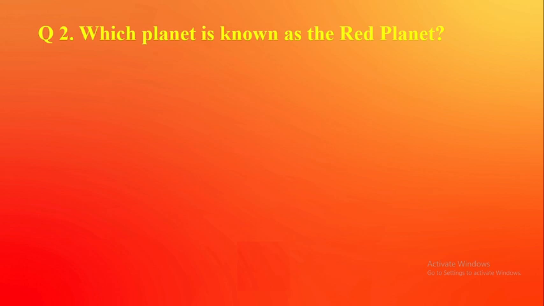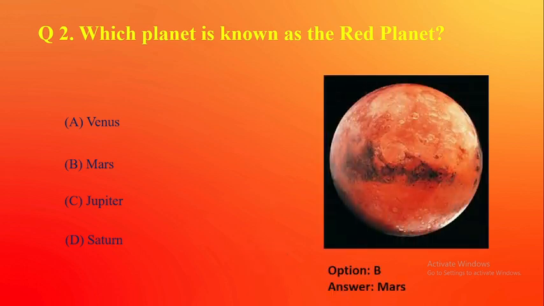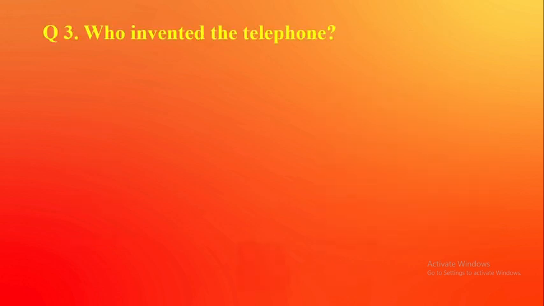Which planet is known as the red planet? A. Venus, B. Mars, C. Jupiter, D. Saturn. Here is your correct answer. B. Mars. Here is your third question.